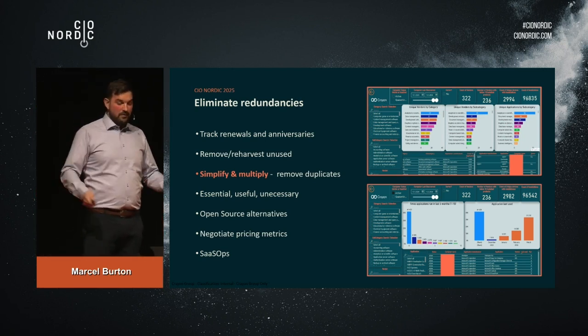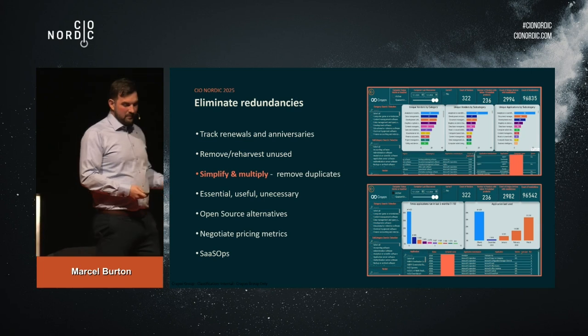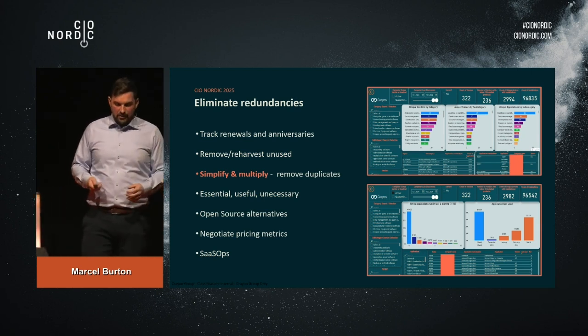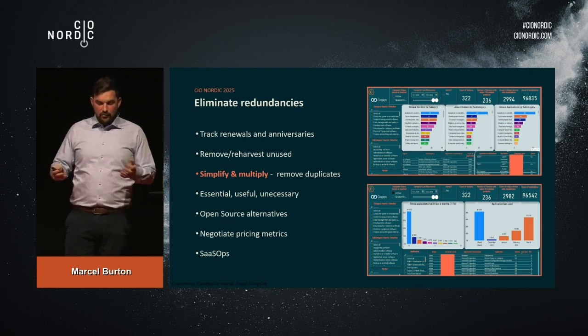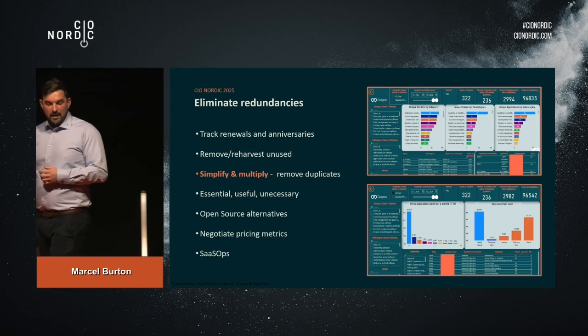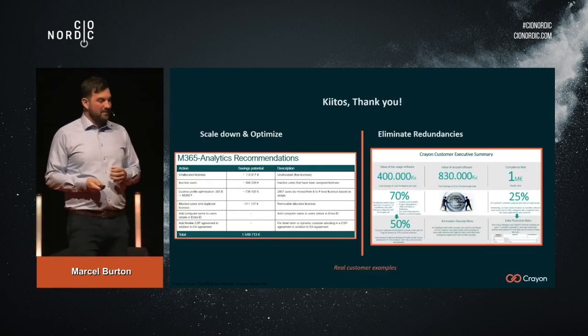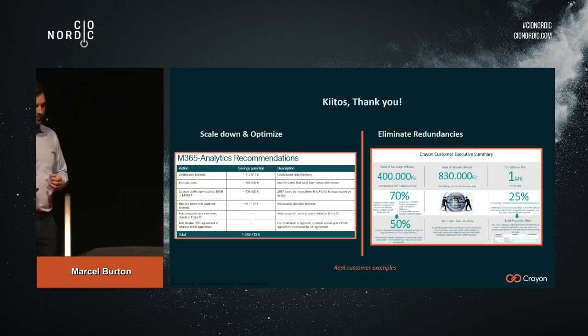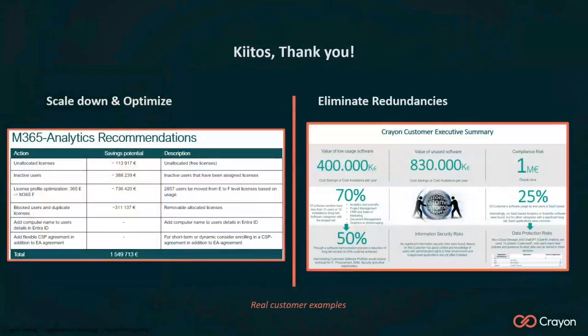So that was the how, some concrete ways to enact savings in your environment. As you can see, we have the tools to do it. Then I wanted to go to the wow. So some concrete examples from customer cases. For scale down and optimize, hopefully it's big enough, yep. 1.5 million in cost savings, obviously a large customer, from Microsoft 365 Analytics.